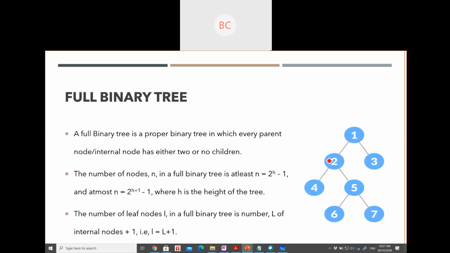1, 2, 3, 4, 5, 6, 7. So this is one of the formulas. If the height is given, you can count the total number of nodes in a full binary tree. Okay, that's the at least. But the at most it can have 2 power H plus 1 minus 1. Height is 3, 3 plus 1, 4. That means 2 power 4 minus 1 is the at most. See here, you can see the right subtree is empty. There can be more children, correct? So at least 2 power H minus 1 and at most 2 power H plus 1 minus 1.